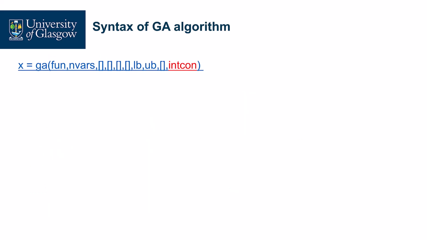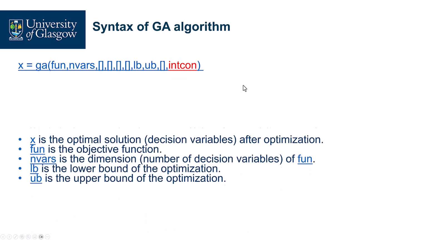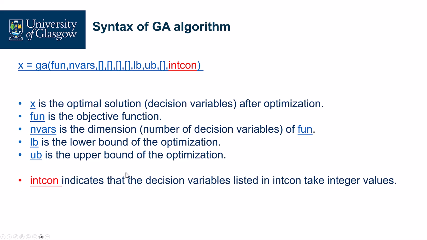Sometimes, when some of the variables are integer, you can use this one, IntCon. See this location, also after the empty square brackets for the nonlinear constraints, right? IntCon indicates the indices of the design variables listed in IntCon. These will be integer values. For example, if you want your second variable to be an integer, you can write 2 here, right? This means the second variable will be an integer.